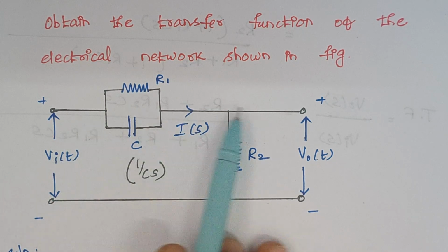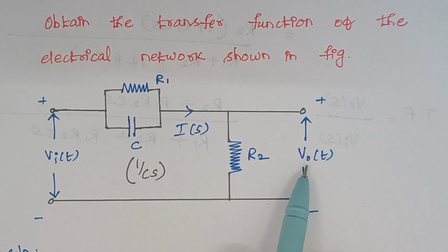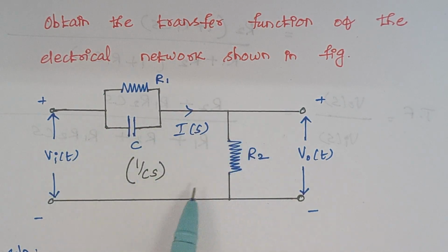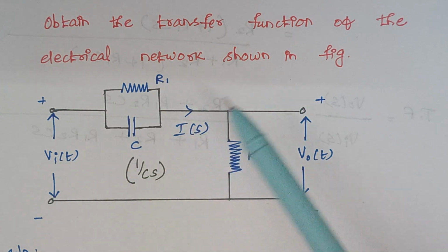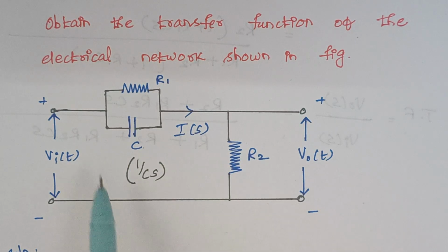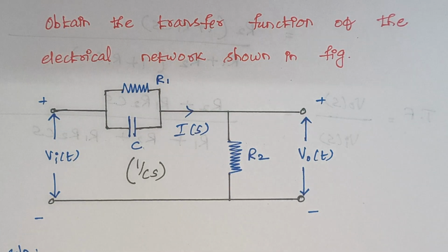The current flowing through this path is I(s), the input voltage is Vi(t), and the output voltage is V0(t). As we know, the transfer function is the Laplace transform of the output to the Laplace transform of the input. So I am transforming the elements in the circuit into the S domain. R1 remains the same, whereas C can be represented as 1/Cs, and Vi(t) becomes Vi(s) and V0(t) becomes V0(s). This is the first step in solving this problem.